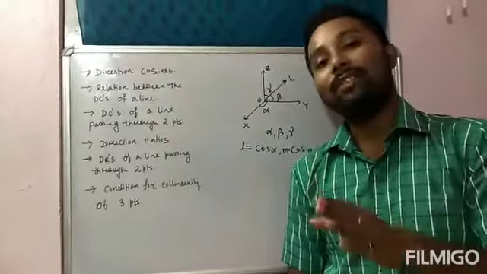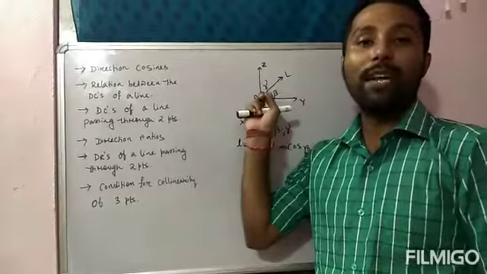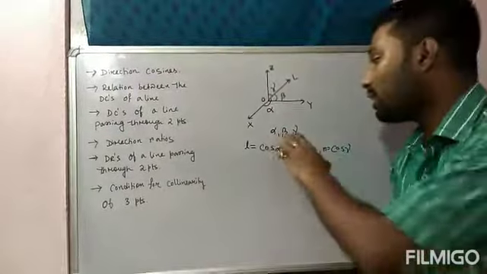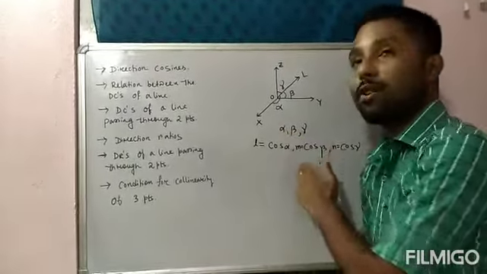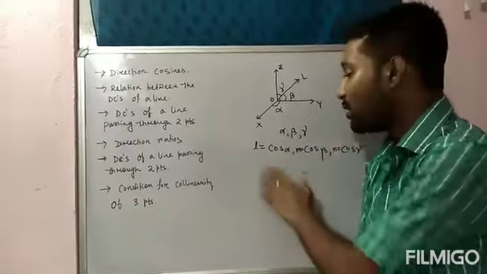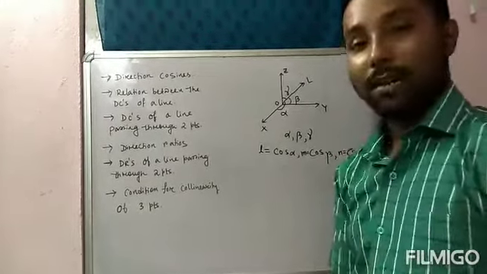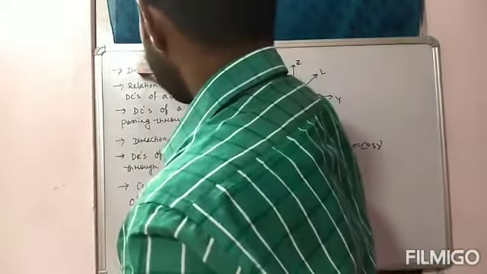Whenever a line L which is passing through the origin makes an angle alpha with x-axis, beta with y-axis, and gamma with the z-axis, these angles are called directed angles, whereas the cosine of these angles are called direction cosines. Okay, L equal to cos alpha, M equal to cos beta, N is equal to cos gamma. So this is all about direction cosines.